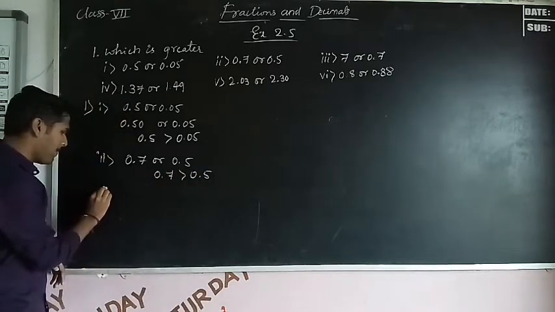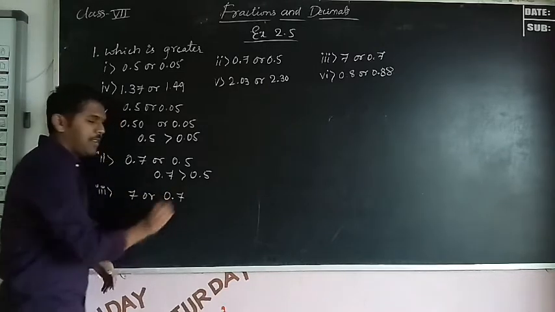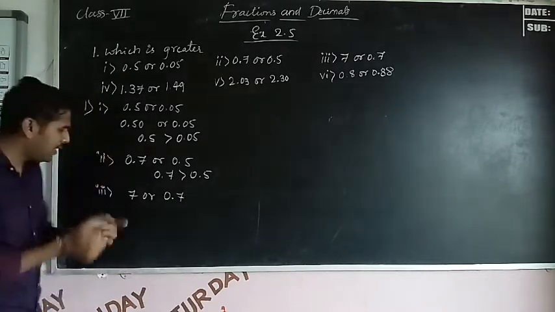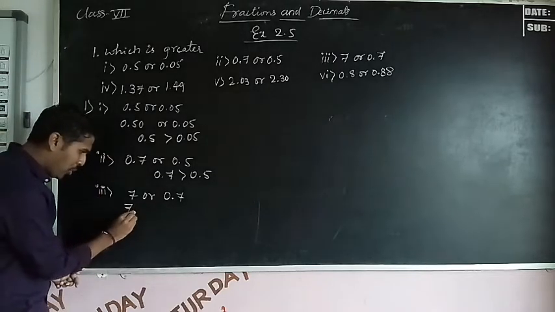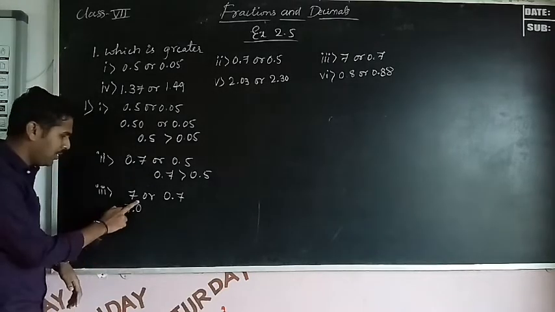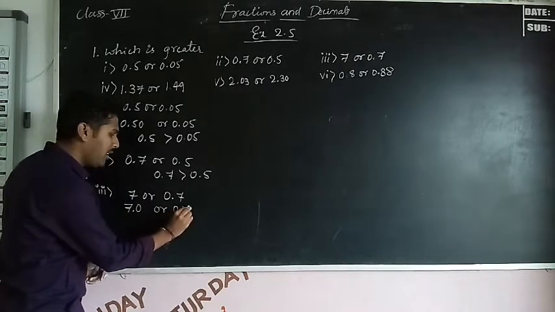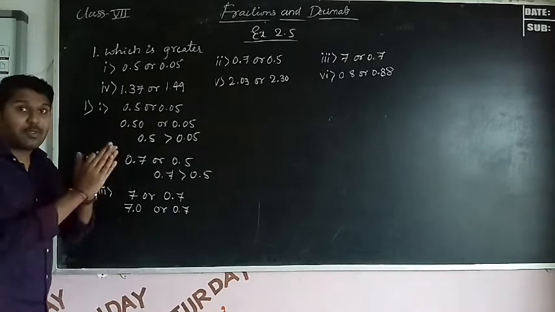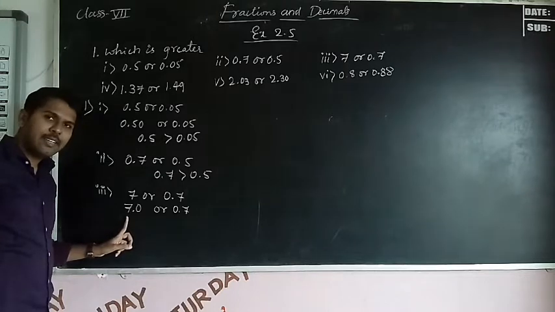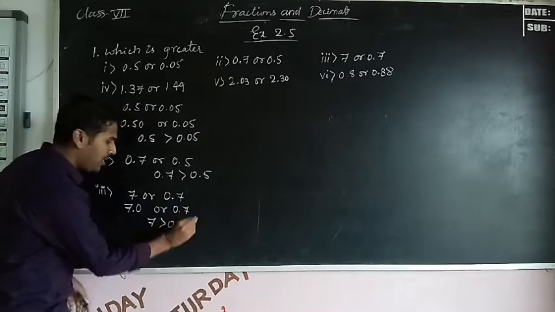Next, third one: 7 or 0.7. Here there is no decimal point, so we can write it as a decimal number. How to write this 7 as a decimal number? 7 point, and here how many digits are there? One digit. So you can take it as 7.0. You can take many zeros, but we want only one digit, so I have taken only one 0. First we have to compare the whole number part. Here 7 is there, here 0 is there. Which one is greater? Obviously 7. That means this number is greater than this number. So 7 is greater than 0.7.